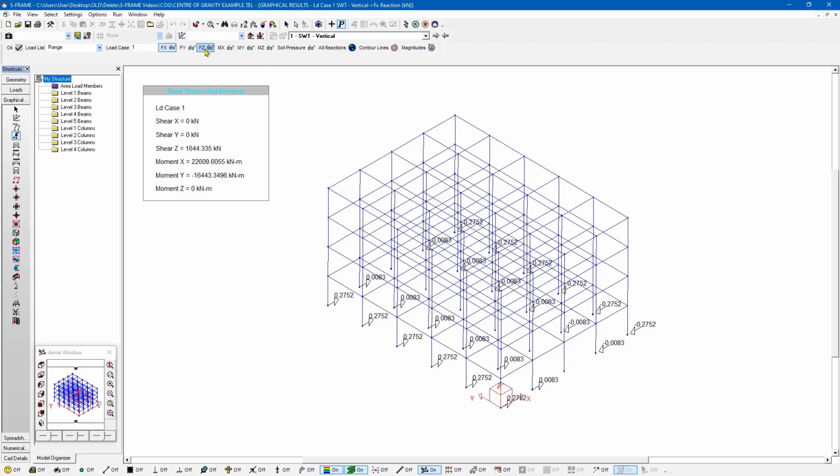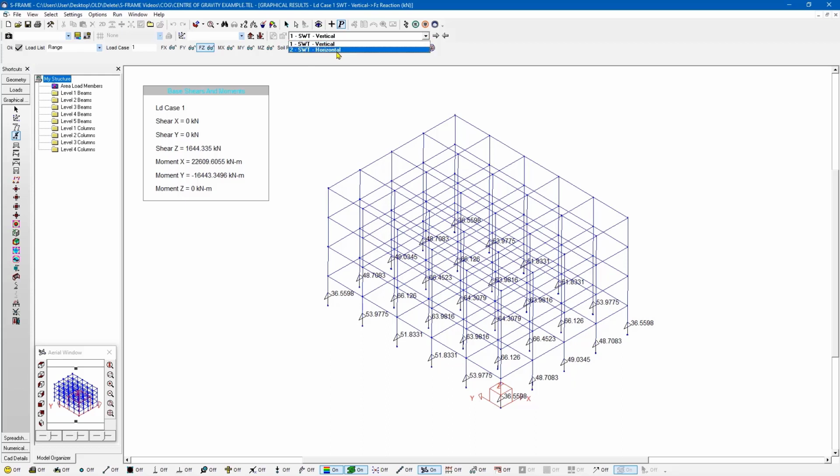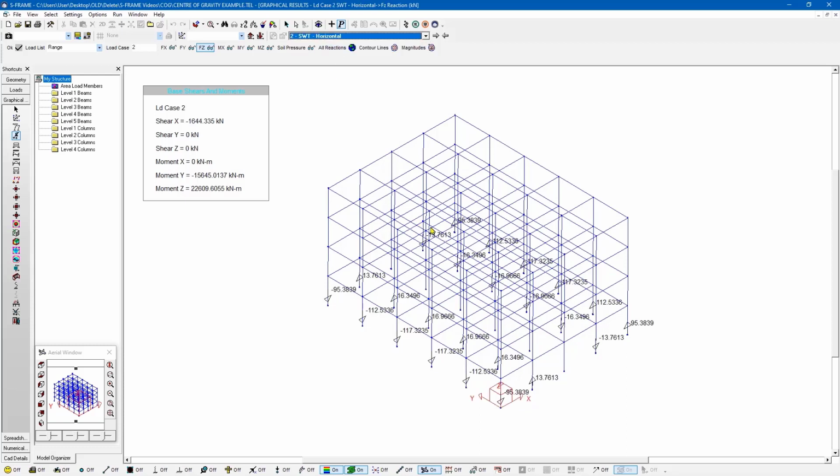Now these reactions that I'm showing, I'll show the FZ, are related to the vertical self-weight, the one that we would normally use. However, if I want to look at the self-weight in the horizontal direction, I'll be able to see the same thing, but just for understanding, we get our shear Z that was formerly the gravity forces in the Z-axis, the vertical axis, are now being applied in the X-axis, so they're being resisted by the reactions in the X-axis. And we have moments about the Y and Z-axis accompanying that.